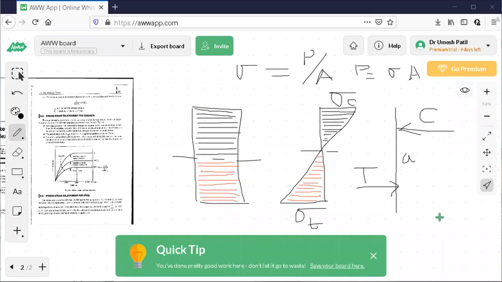Any questions here? Anybody has any question here?